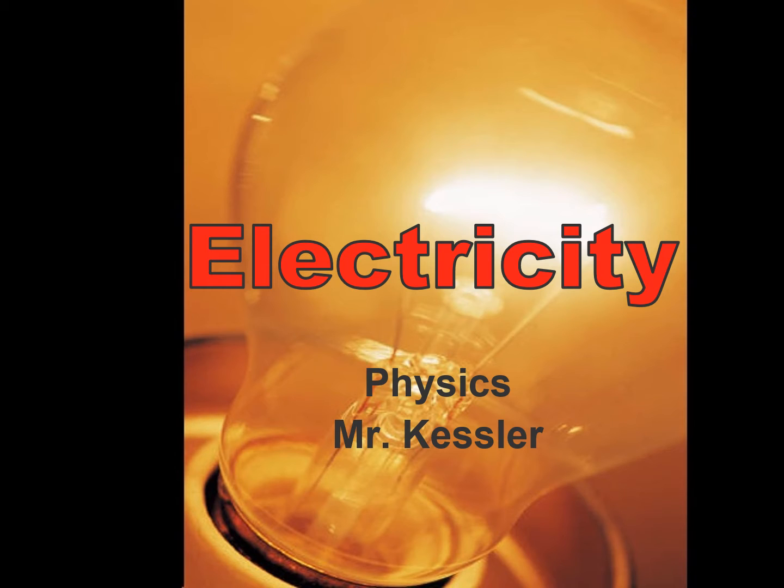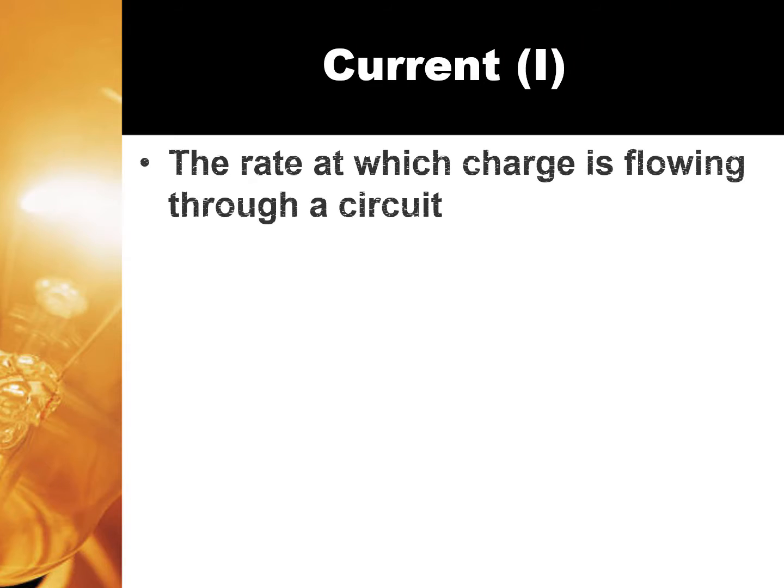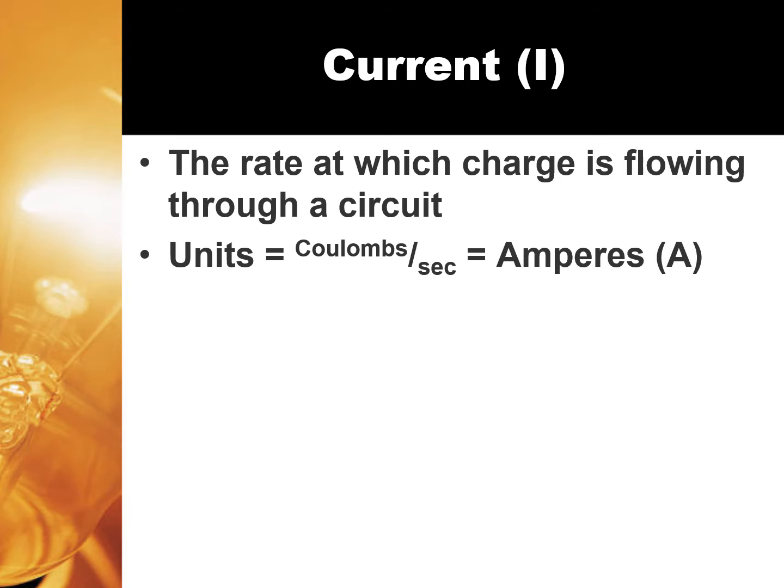This PowerPoint discusses electricity. First thing we want to talk about with electricity is current. Current, we use a capital I in order to designate current, and current is the rate at which charge is flowing through a circuit. The units that we use is going to be coulombs per second, because the rate of anything that's flowing, rate is going to be dividing by seconds, and the rate of charge is going to be coulombs per second. And we simplify that by calling that amperes.